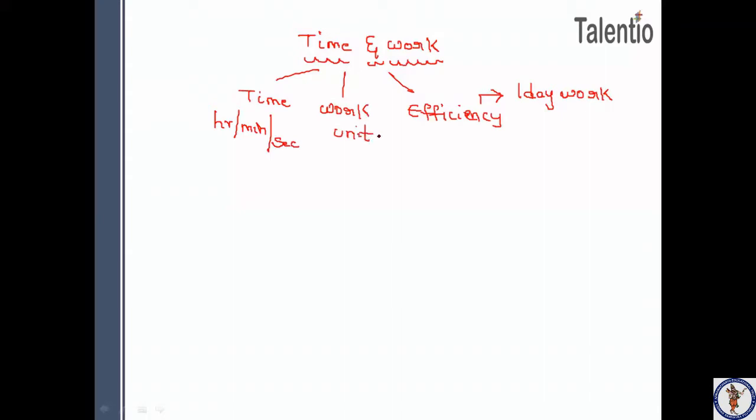Like I'm having total 30 units of work to complete, 20 units of work to complete, or 50 units of work to complete, like that, work in units. And efficiency is nothing but units per hour, always per hour or per day. The time will be in days also. Per hour or per day or per second or per minute.